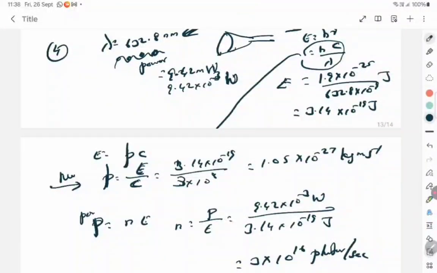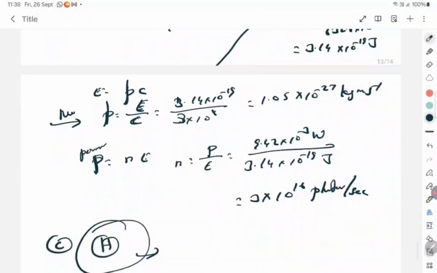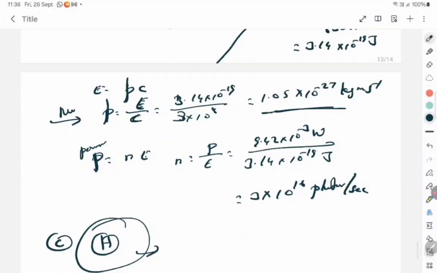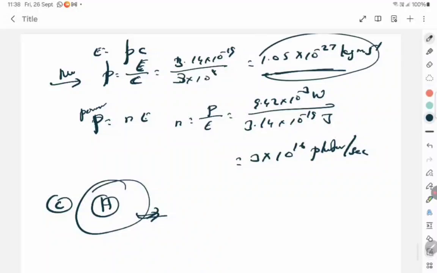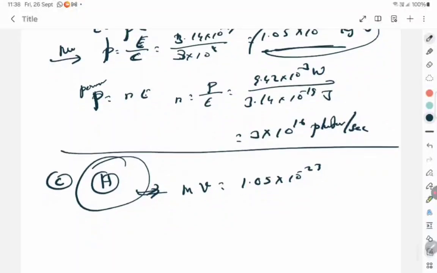Capital P is the power P. Okay, so the momentum P's value: this hydrogen atom has to have the same momentum, it seems. Mass into velocity should be 1.05 into 10 to the power minus 27. It's got nothing to do with the sum. This is a separate sum.